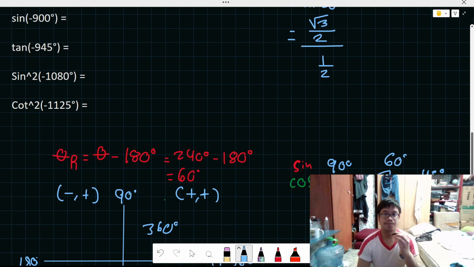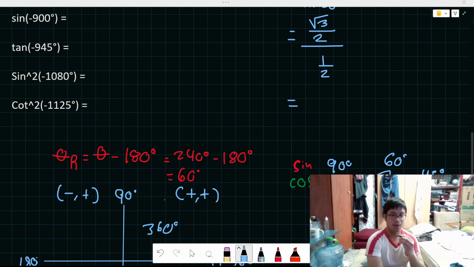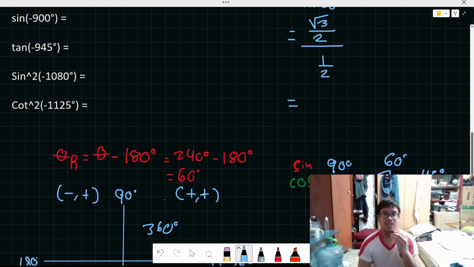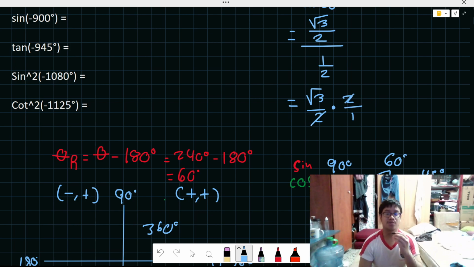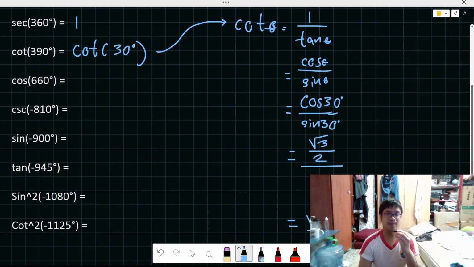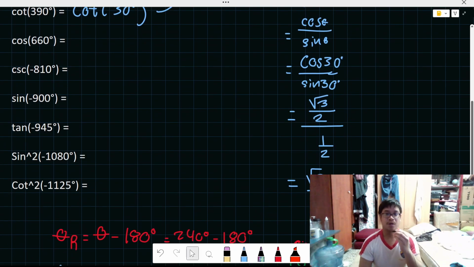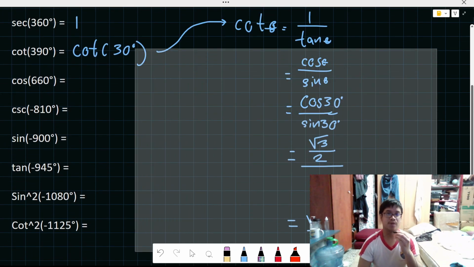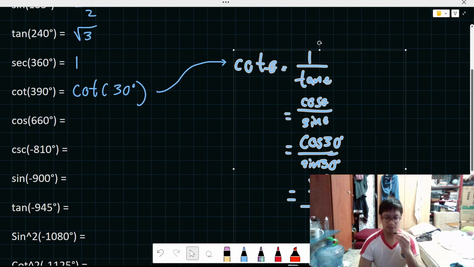Now we are going to simplify this fraction. Copy the numerator, square root of 3 over 2, times the denominator with the positions exchanged, so you have 2 over 1. Cancel the 2's, and you have square root of 3 over 1. So the answer here is square root of 3. Therefore, cotangent of 30 degrees is square root of 3.